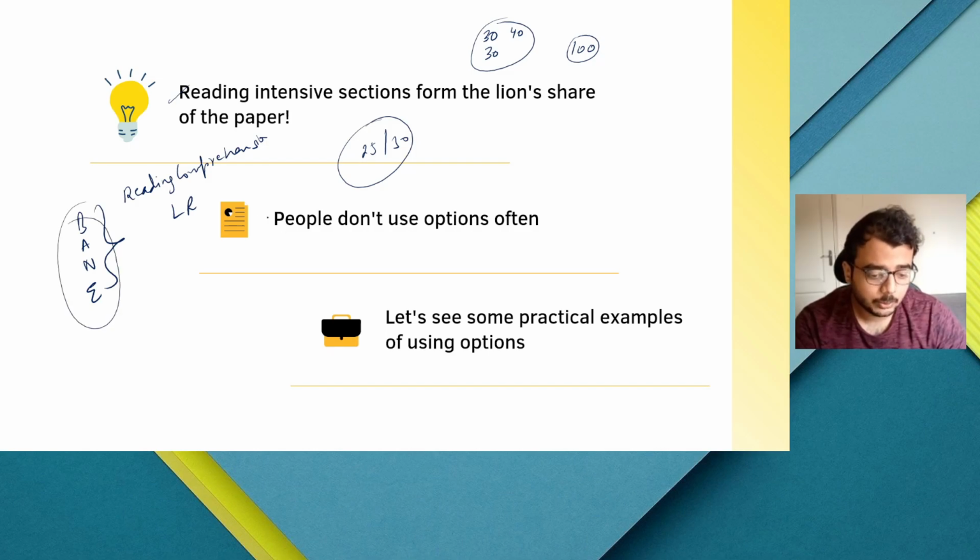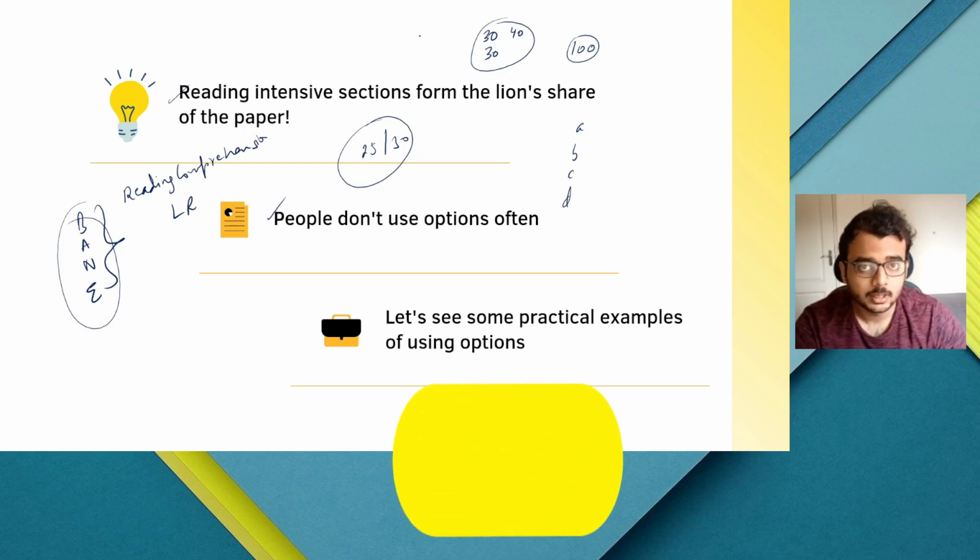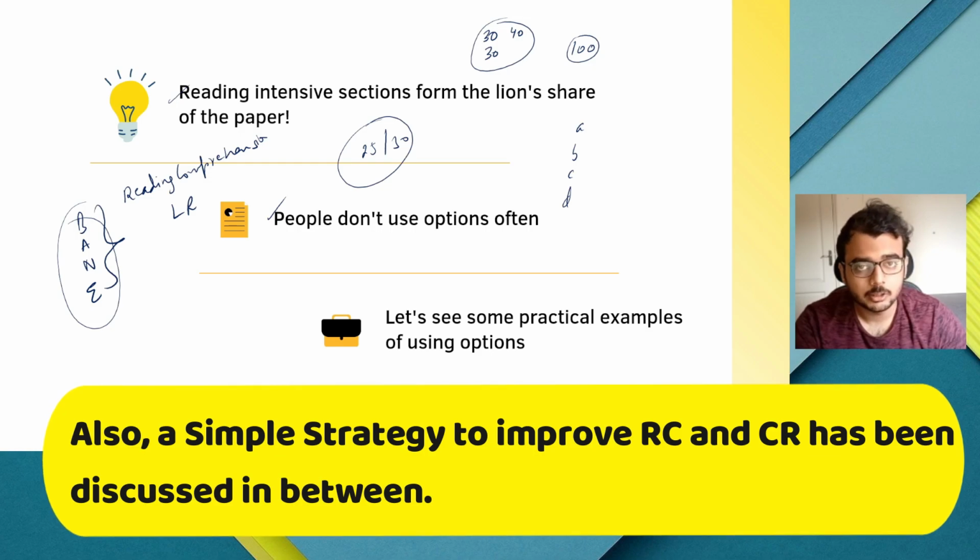And the thing is, people don't use options too often. I mean, they don't use this strategy of BANE options that I'm going to talk about in this video too often to their advantage. If the question is on inference or main idea, they simply try to identify which will be the main idea without even looking at the options. But that is not the correct way. You have to have a good strategy to use options to your advantage, otherwise you would be seeing a lot of negative marking in your paper. So that is the reason.